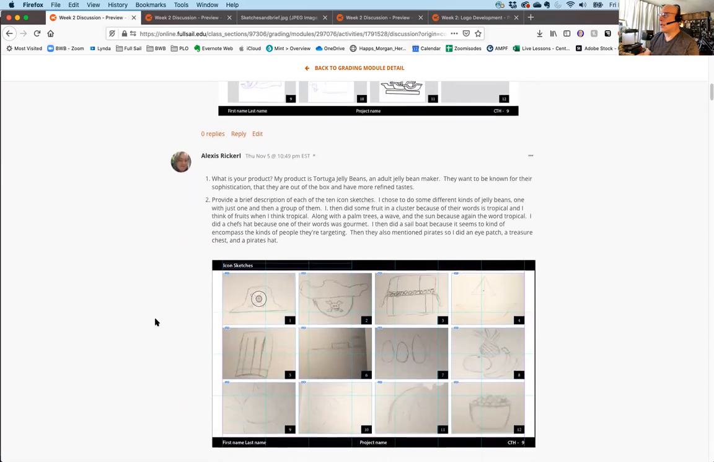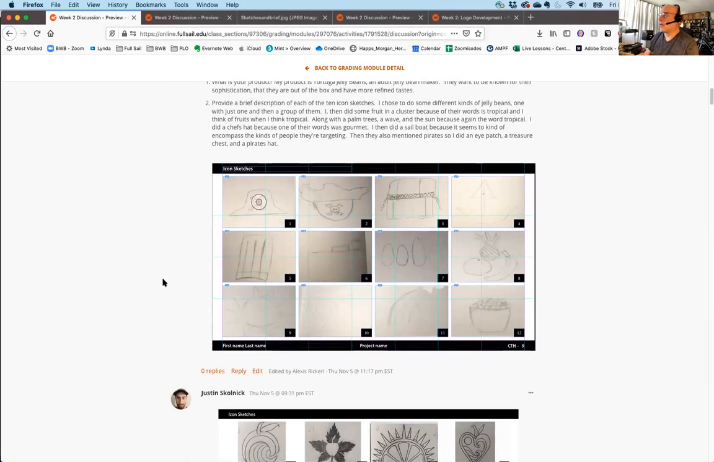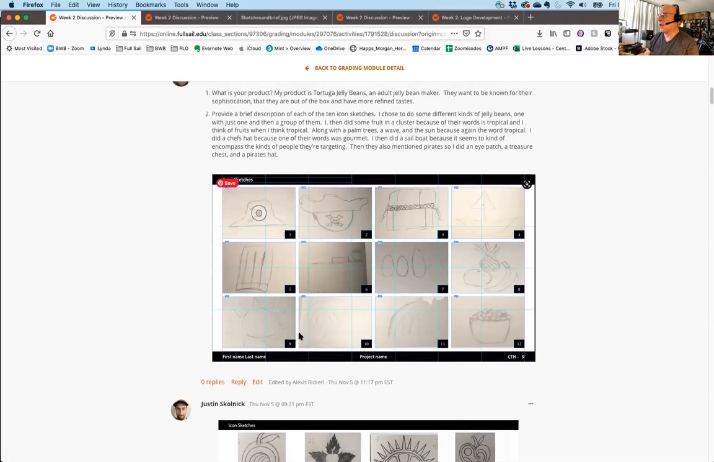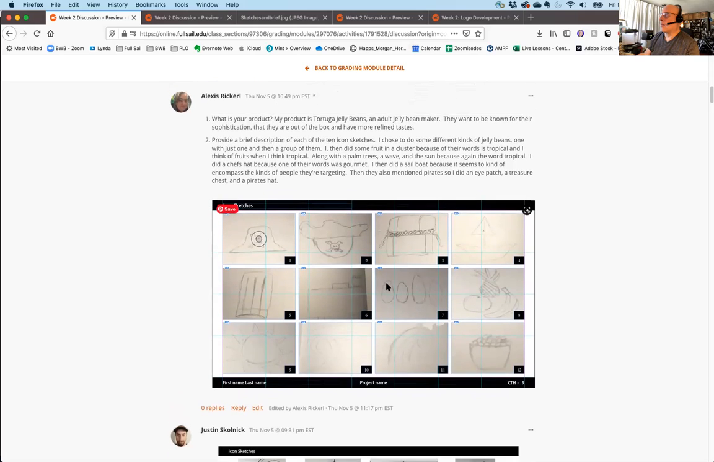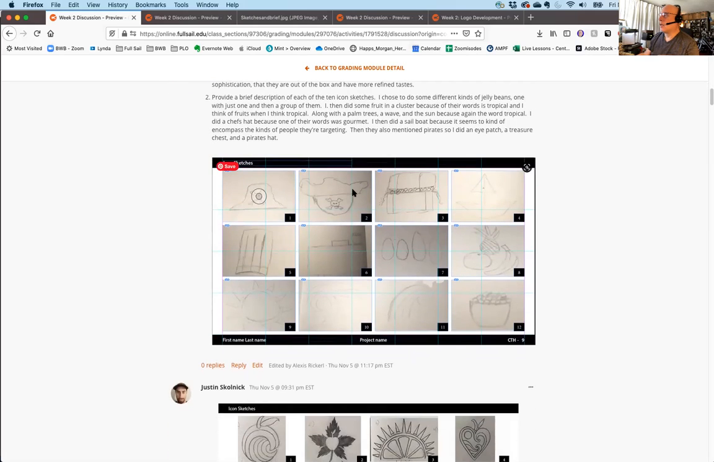All right, Alexis, Tortuga jelly beans. This does have pirates. So you've got a pirate hat. By the way, this is a screenshot with all the guides on and all that. You can export this page as a JPEG and it's clean and nice. Also go into your master page and update your information here so that it has your name and it says Tortuga jelly beans here. When I just look at these, the skull and crossbones, I don't know, it doesn't really seem appropriate for a food product, but I understand the pirate thing.